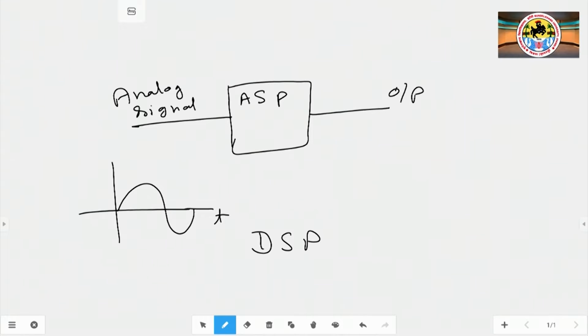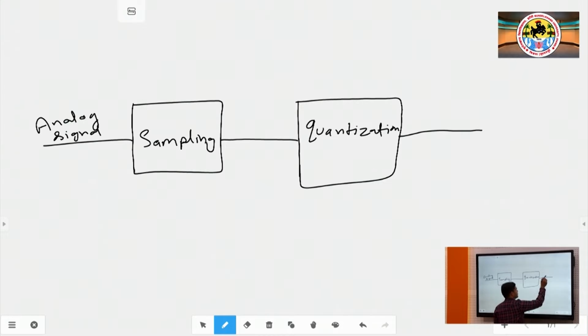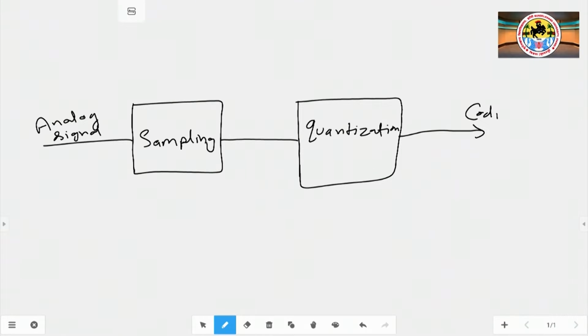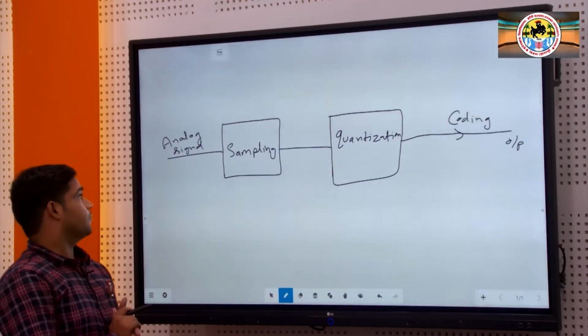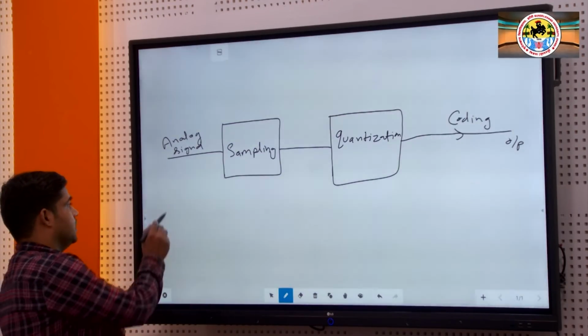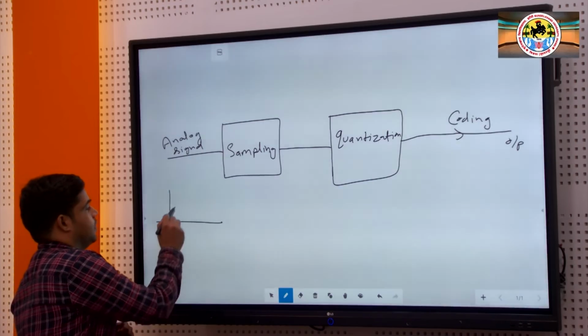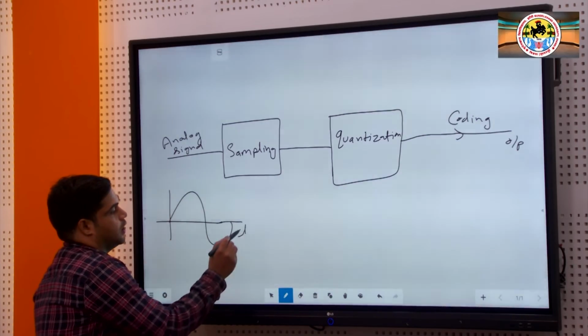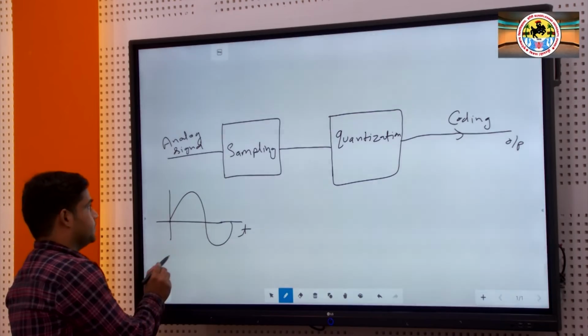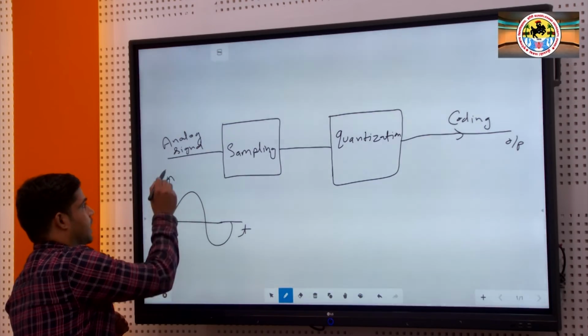Before we study digital signal processing, we need digital signals. So how do we convert the analog signal into a digital signal? We discuss that first. In the analog to digital converter, firstly we apply the analog signal. The analog signal is continuous in time, and the amplitude of the signal is continuous.